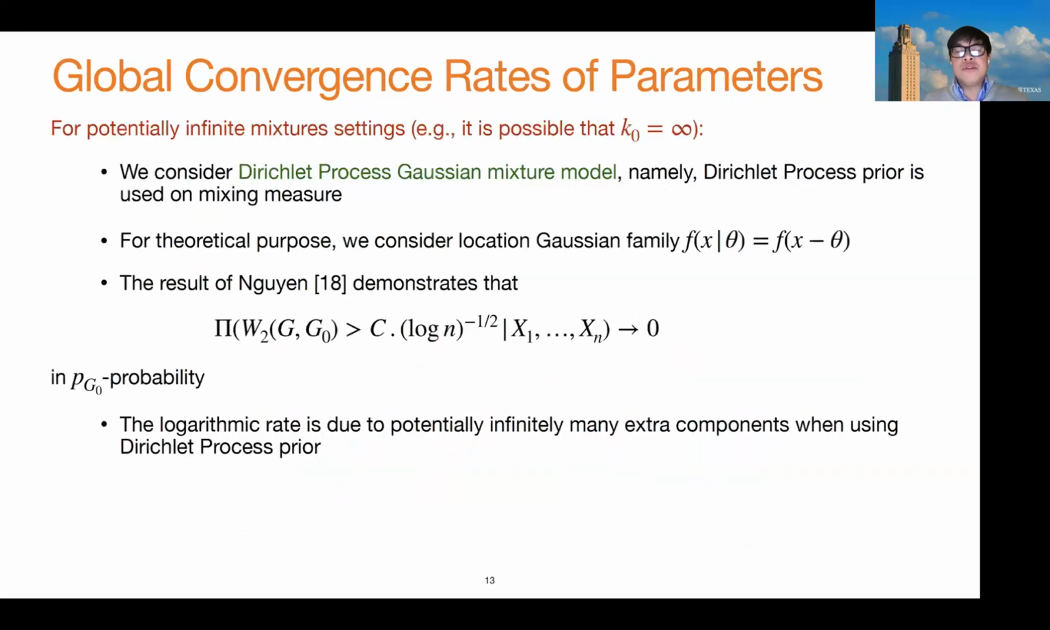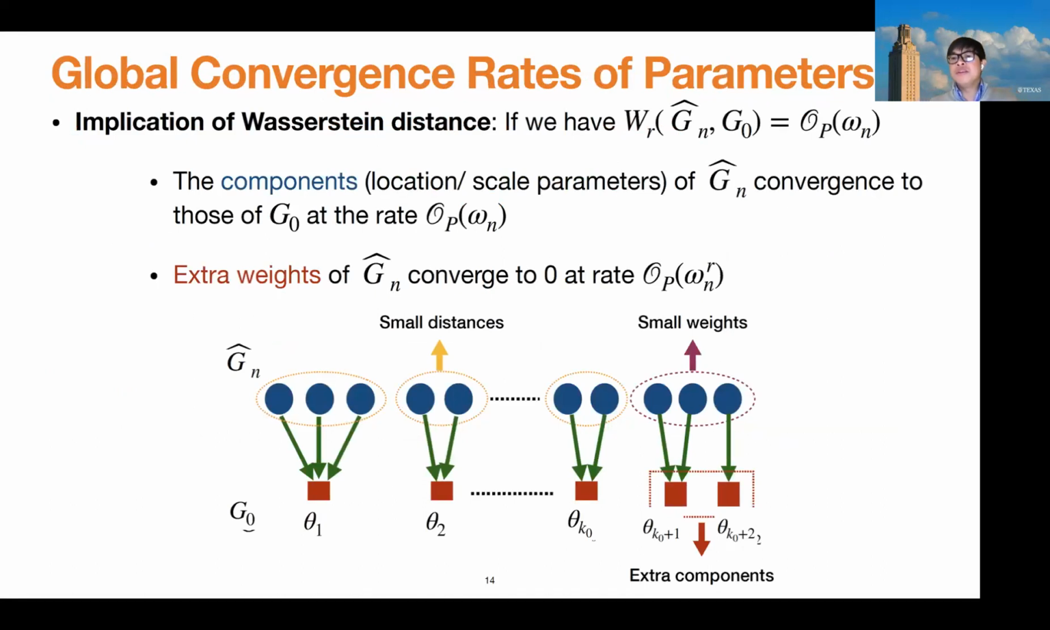But then we want to see how the convergence under the Wasserstein metric translates to the mixing parameters and mixing weights, because these are something that we care about. So let's say we can prove that the convergence rate of the parameters is omega n under the R-order Wasserstein metric, then we can show that the location and the scale parameters of the MLE converge to those of the true mixing measure at the same rate omega n. This means that if the rate is n to the minus 1/8, then location and scale also converge at the same rate to the true parameters. Or if the rate is 1 divided by log n, like what we have for the Dirichlet process Gaussian mixture models, it also translates to 1 divided by log n for the location and scale parameters.